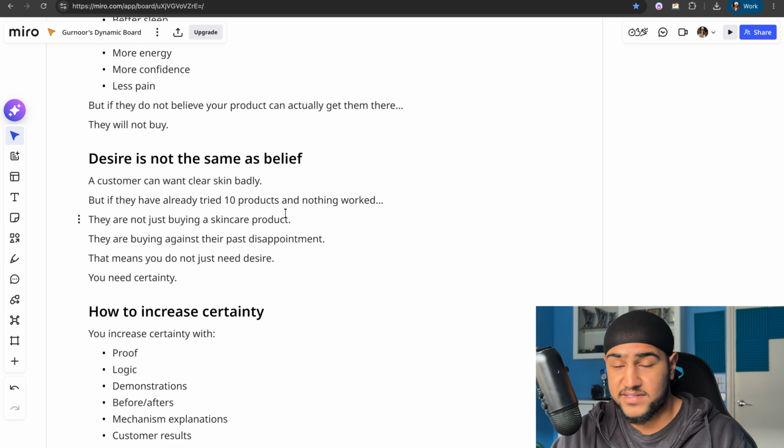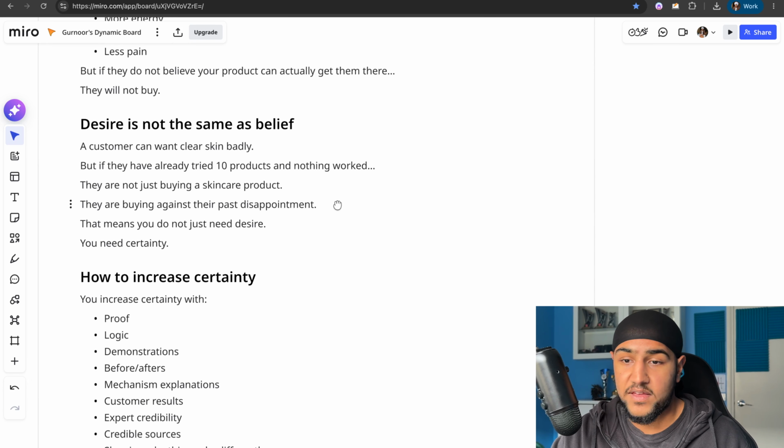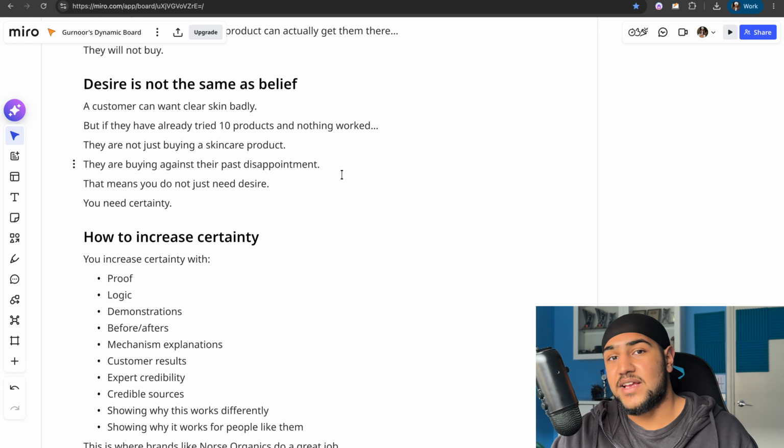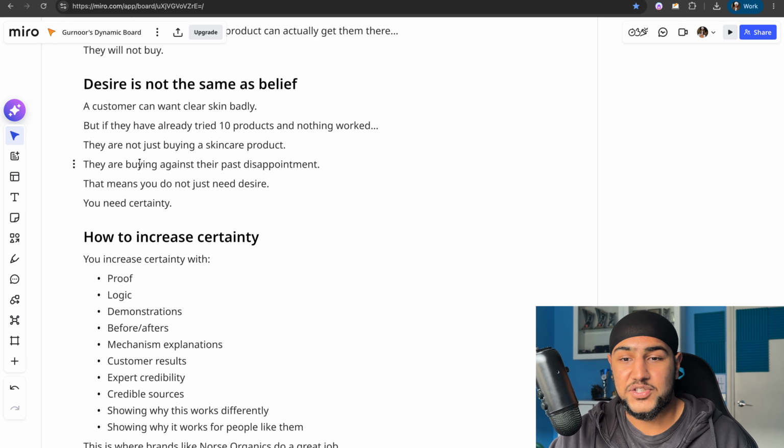So desire is not the same as belief. A customer can want clear skin badly, but if they have tried 10 products and nothing worked, and you're just selling the same product as them, then they're probably not going to buy, because they just don't believe it'll actually work for them, right?